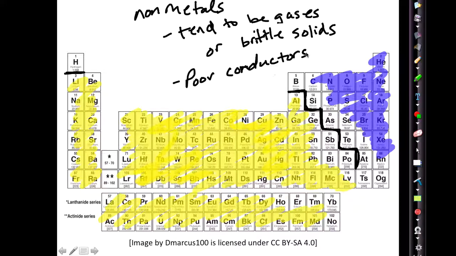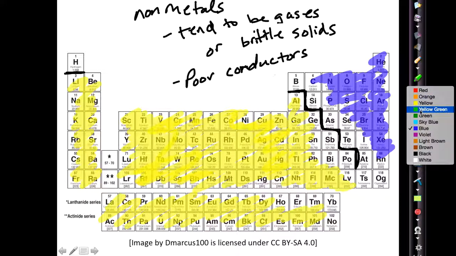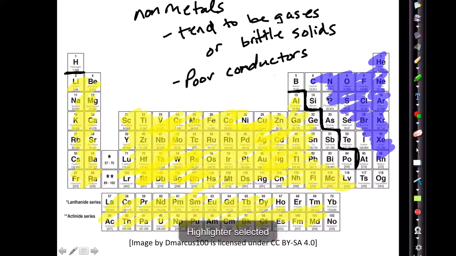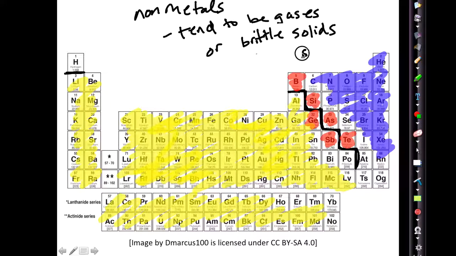Now, what about these elements that lie right here on that stair-step line? They lie on the boundary between the metals and the nonmetals. So let's highlight a few of these elements in particular. We're going to use red for this. I'm going to focus on boron, silicon, germanium, arsenic, antimony, tellurium right now. So these 6 are sort of what are referred to as the classic metalloids or semi-metals.